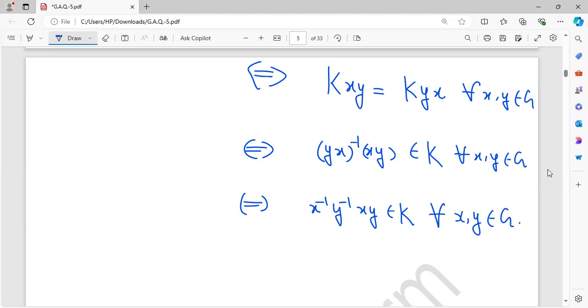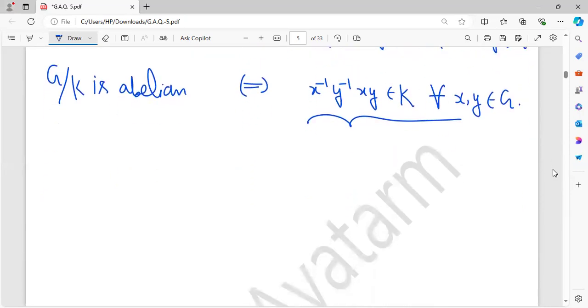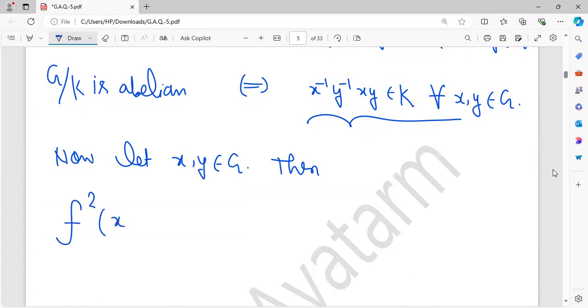Now we need to check this. So G upon K is abelian if and only if x inverse y inverse x y belongs to K, whether this happens or not. So let's check. Now let x, y belong to G. Then what is f square of x inverse y inverse x y?